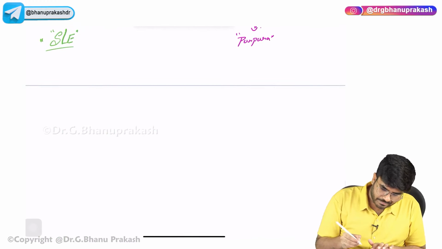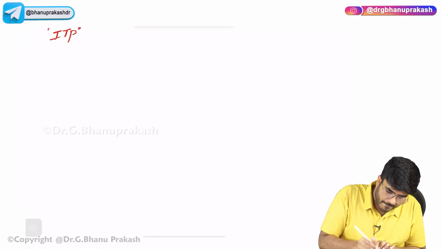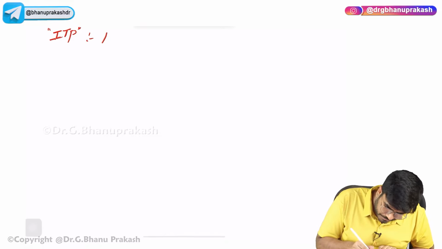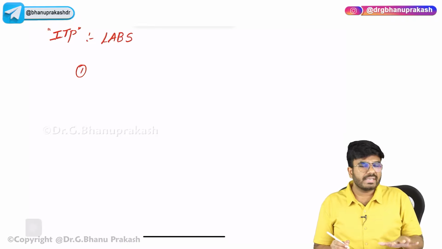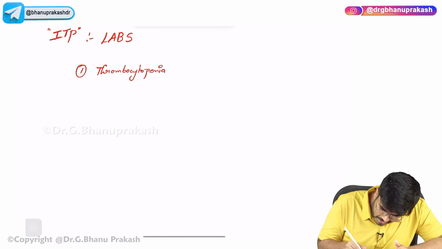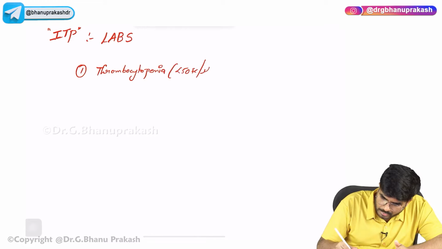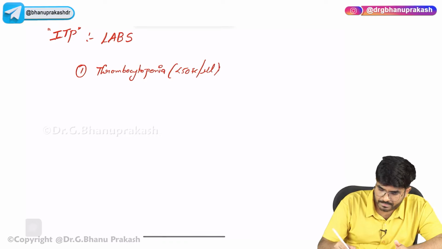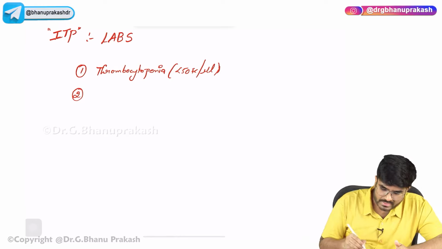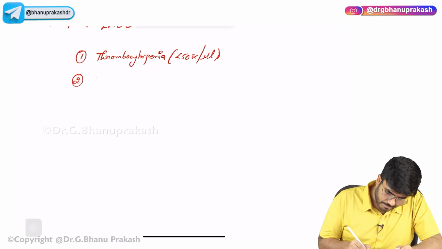Now what will you see in the labs? The patient who has ITP, how are the labs going to be? Number one, what about their platelets? Platelet count is decreased. So first, thrombocytopenia, due to destruction. How much? Less than 50k platelets per microliter. Next, what else? It is the bleeding time.